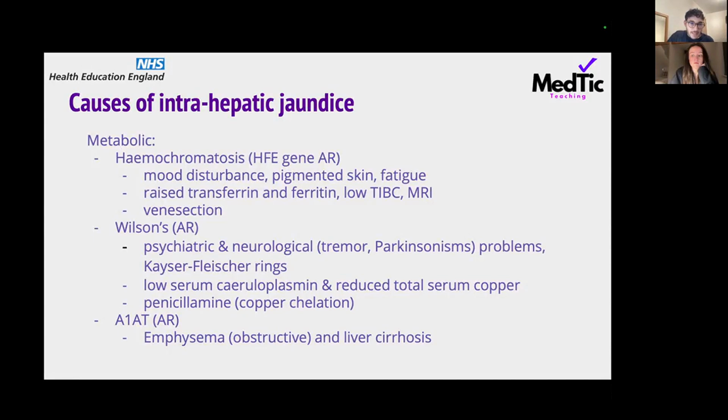So it's important to break these down into different causes of intrahepatic jaundice. The first ones we think about are the metabolic causes. So hemochromatosis, which is an autosomal recessive mutation of the HFE gene, presenting with mainly pigmentation and mood disturbances. They have raised transferrin and ferritin with a low total iron binding capacity on blood tests, and you can do an MRI to quantify the amount of iron stores within the liver and cardiac stores as well. And the treatment is venesection.